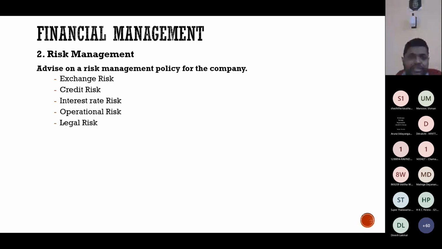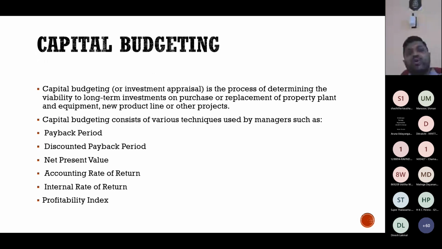Well, the first important topic is capital budgeting. The reason is, I don't know whether you have gone through the past papers and past case study examination papers, this is one of the important topics we need to discuss under financial management. Capital budgeting means simply project appraisal, or investment appraisal.